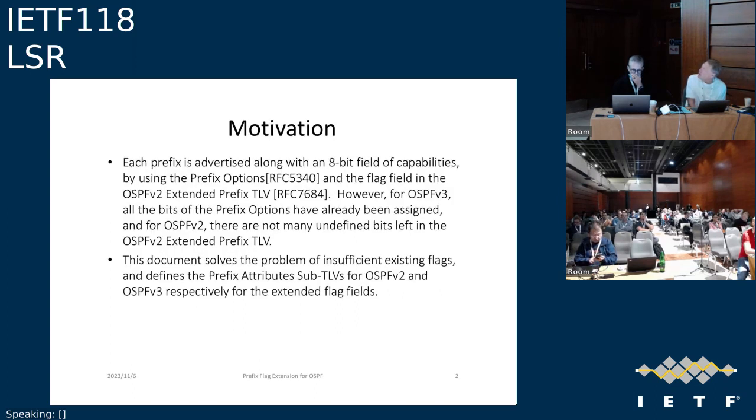Each prefix is advertised along with an 8-bit field of capabilities by using the prefix options, which is defined in RFC 5340, and the flag field in the OSPFv2 extended prefix TLV, which is defined in RFC 7684. However, for OSPFv3, all the bits of the prefix options have already been assigned, and for OSPFv2, there are not many undefined bits left in the OSPFv2 extended prefix TLV. This document solves the problem of insufficient existing flags and defines the prefix attribute sub-TLVs for OSPFv2 and OSPFv3, respectively, for the extended flag fields.